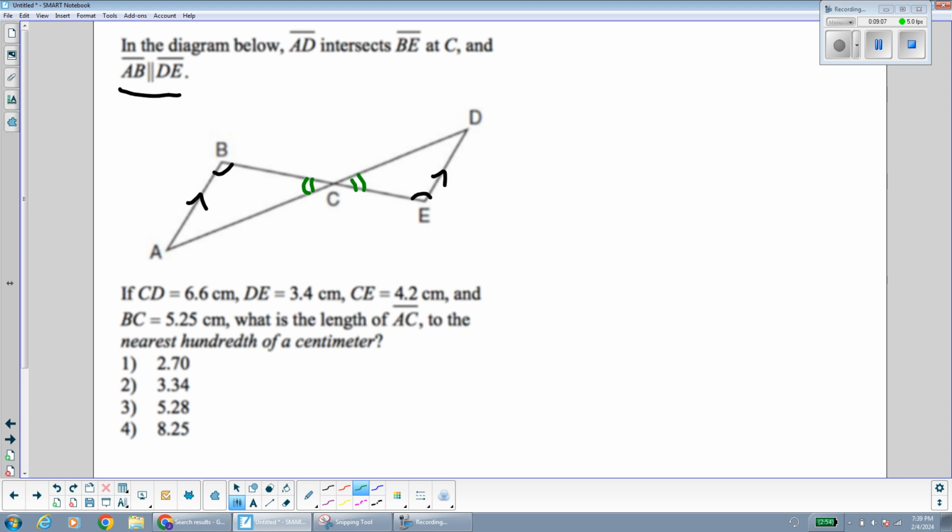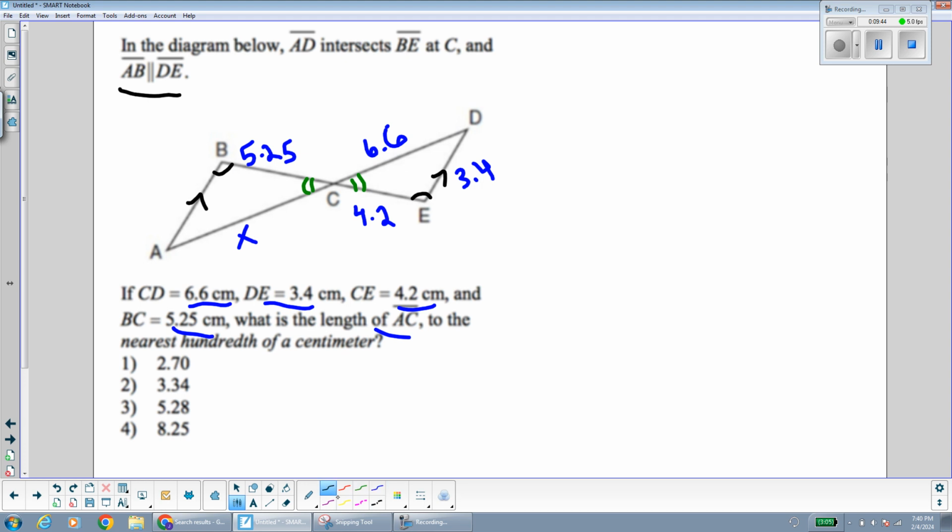Now that we know the triangles are similar, that's going to help us in the question because when we have similar triangles, corresponding sides are proportional, and we can set up and solve a proportion in order to find missing side lengths. They tell us that CD is 6.6 centimeters, DE is 3.4 centimeters, CE is 4.2 centimeters, and BC is 5.25 centimeters. And what we're looking for is the length of AC to the nearest hundredth of a centimeter. So I'm going to represent AC as X.